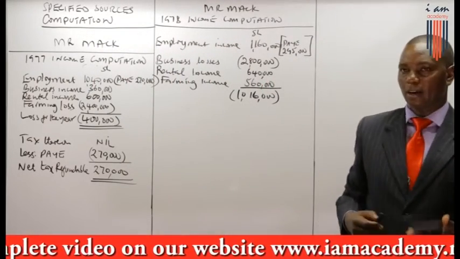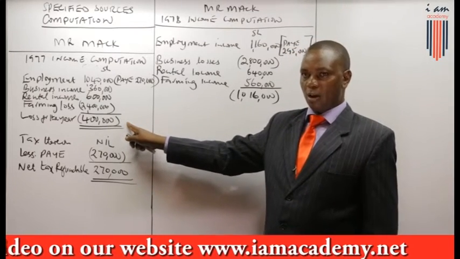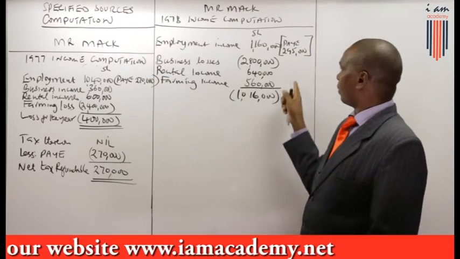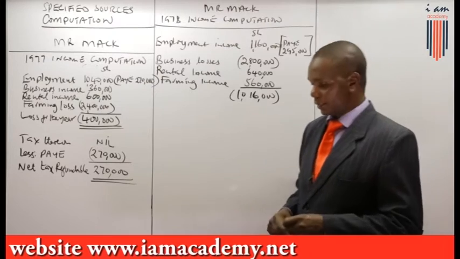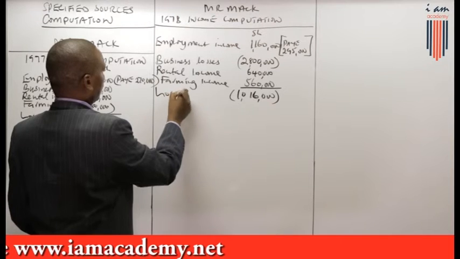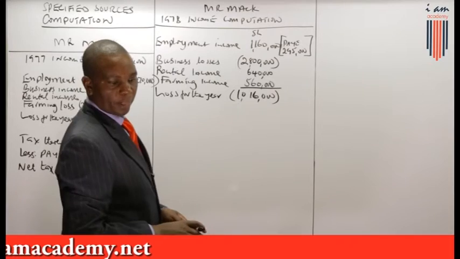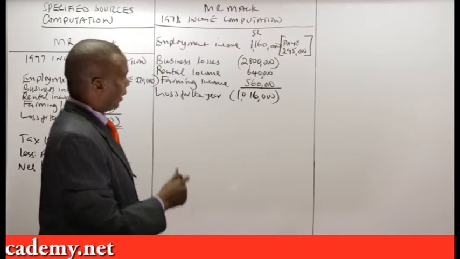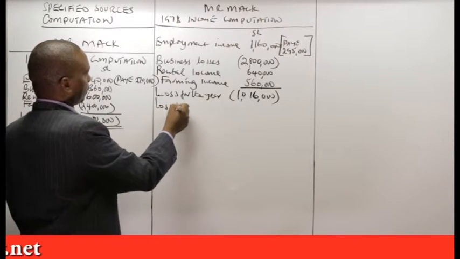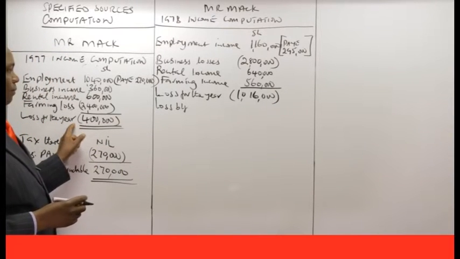Then we take the loss brought forward. Remember, we have said the 400,000, which is a loss, would be carried forward from 1977 to 1978. So this, we call it the loss for the year. On this, we bring in the loss brought forward from the previous year, which we had already carried, 400,000 here.